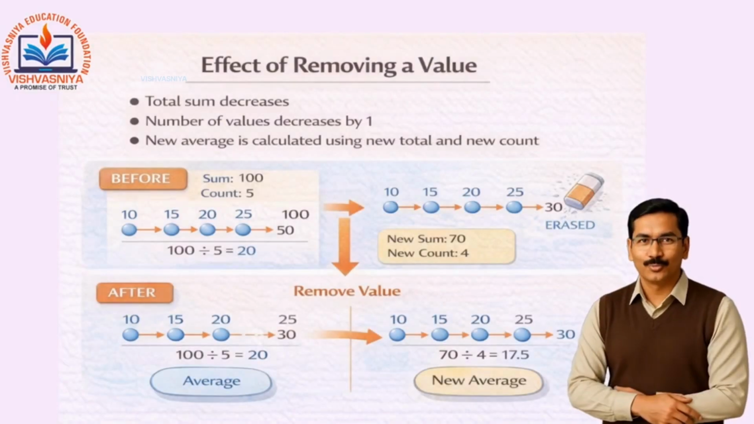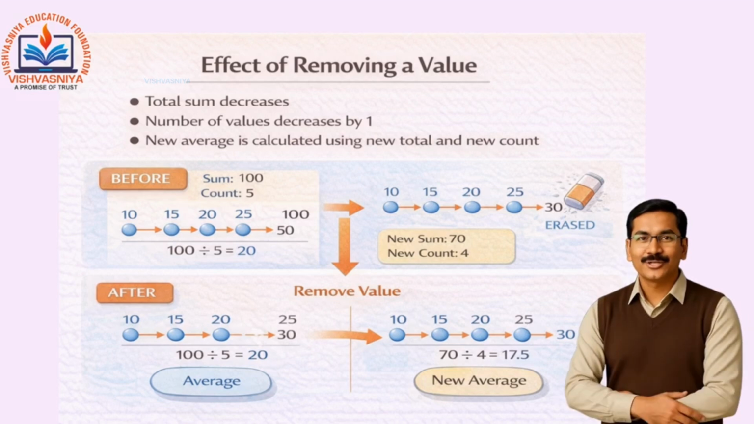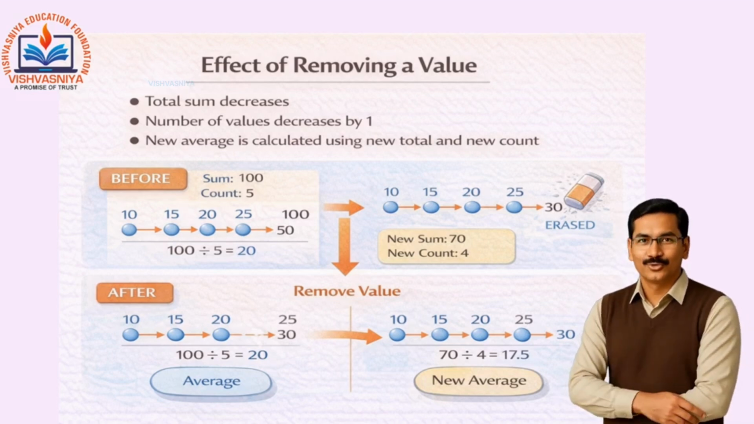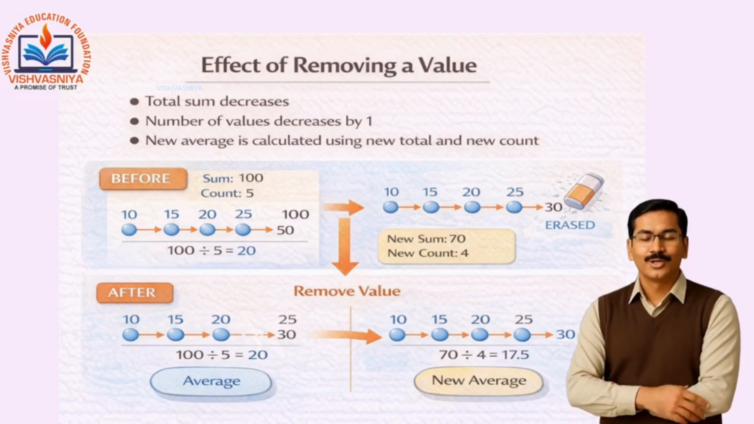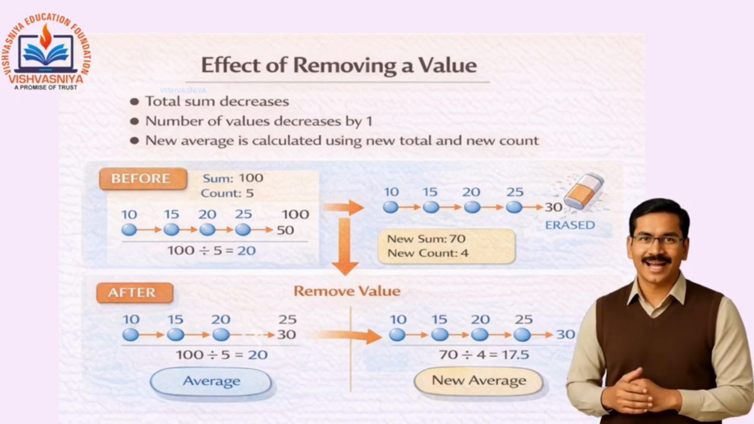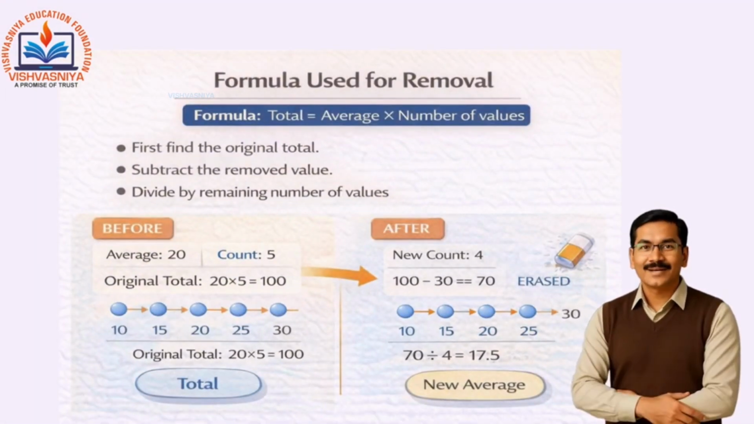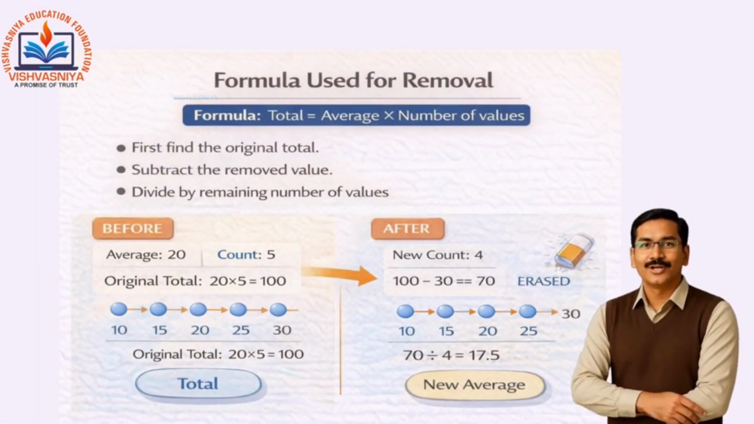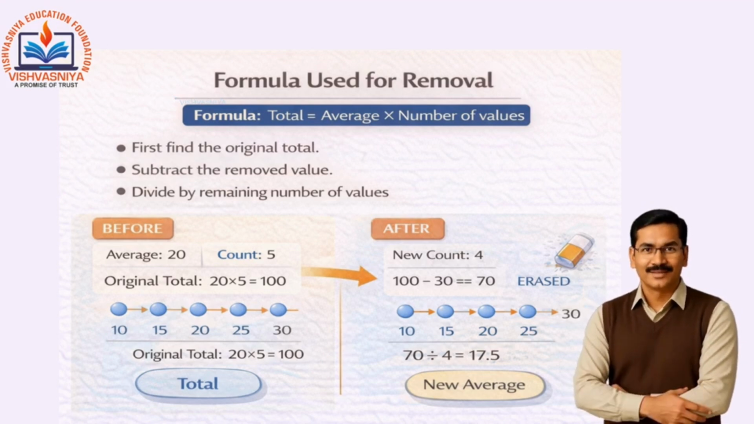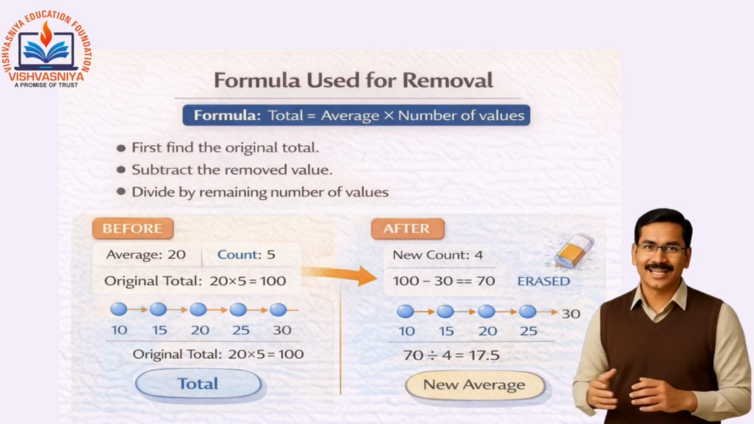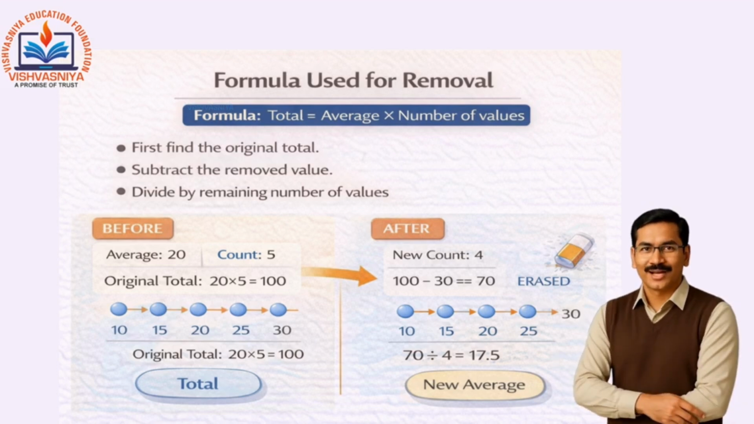When a value is removed from a group, the total sum decreases and the number of values also decreases by 1. To find the new average, we first calculate the old total and then subtract the removed value. The method is based on this idea. Total sum equals average multiplied by number of values. After removing a value, the new average is found by dividing the new total by the new number of values.